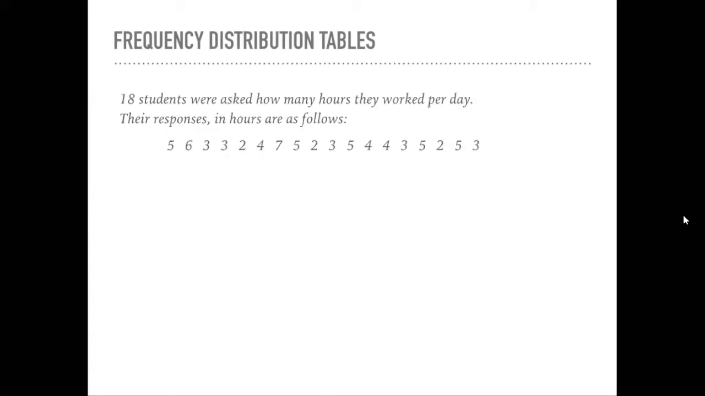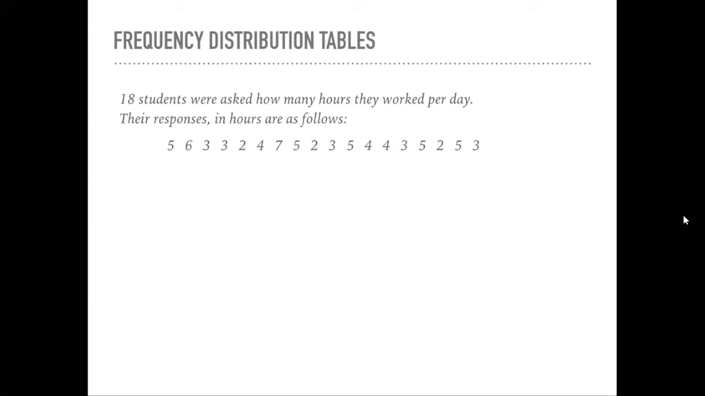As we start out, we want to talk about frequency distribution tables. So frequency distribution tables is kind of our first thing that we do to organize our data. Say we have this data here where we have 18 students that were asked how many hours they worked per day. And their responses in hours are as follows. We have this nice little list here of 18 numbers, and that really doesn't do much for us for trying to think about and summarize this data. Just by glancing at this, we don't have much of an idea of what's going on with our data.